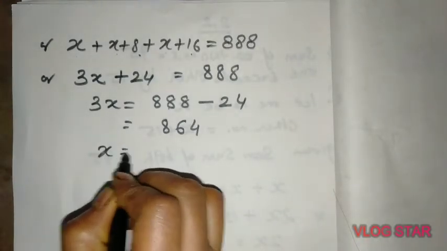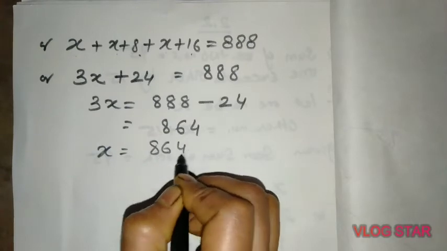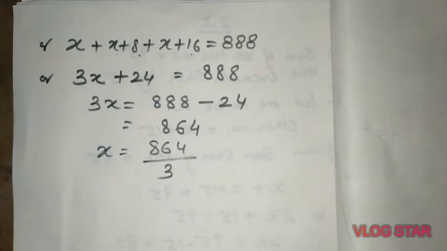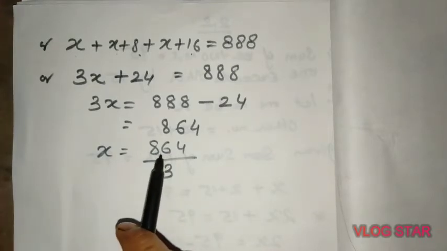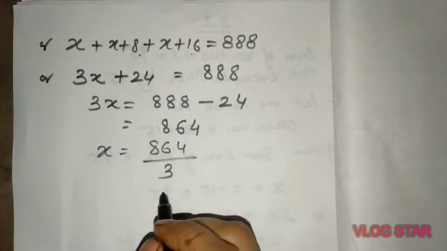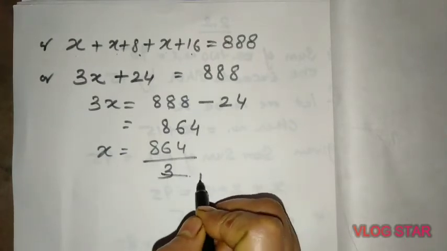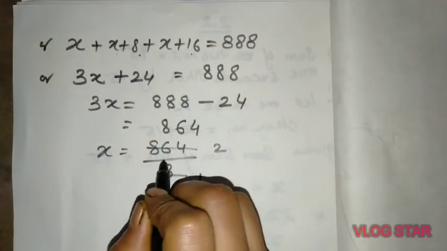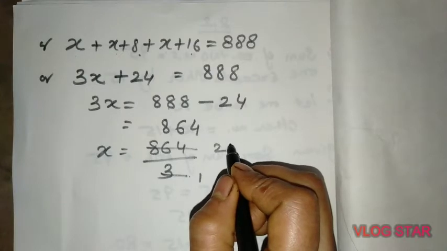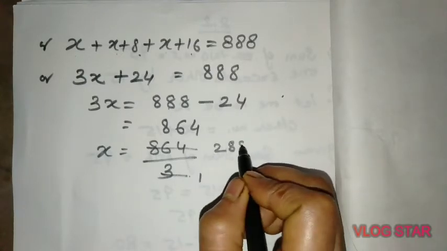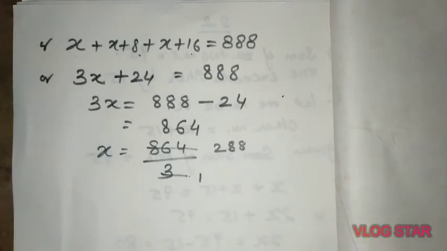Now x is equal to 864 upon 3. Now you have to see whether it is divisible by 3 or not. So just add the digits: 6 plus 4 is 10, 10 plus 8 is 18. Yes, this number is divisible by 3. 3 ones are 3, 3 twos are 6, 3 eights are 24, and then again 3 eights are 24.